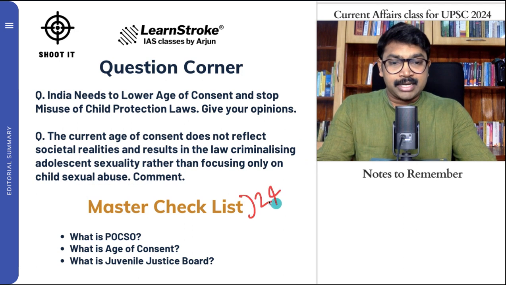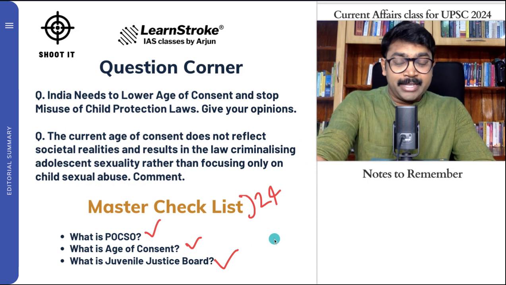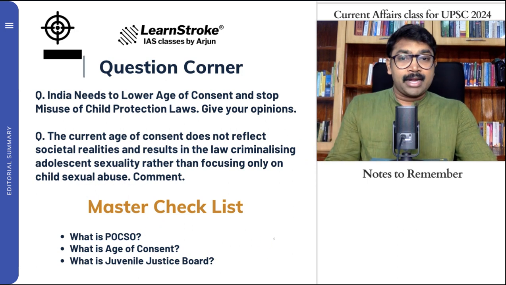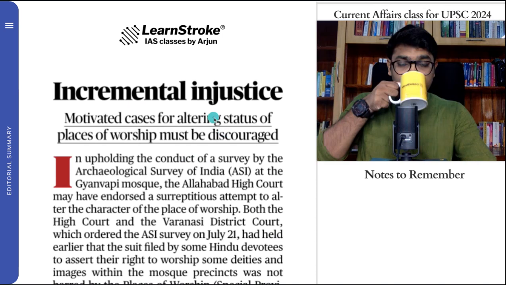And for the 2024 master checklist: what is POCSO, what is the age of consent, what is the Juvenile Justice Board, and what is its constitution? Please do find it out, that is very important. And let's quickly move on to the next important article, which is incremental justice.